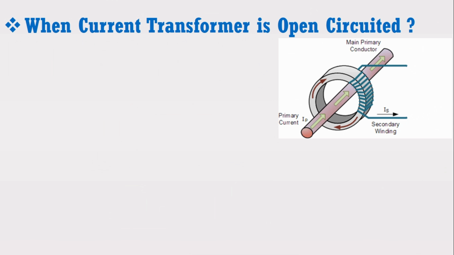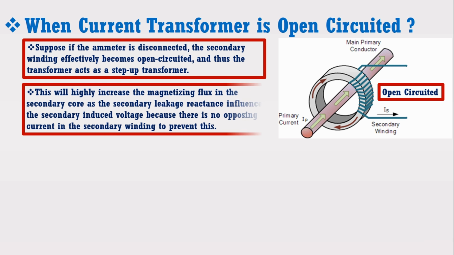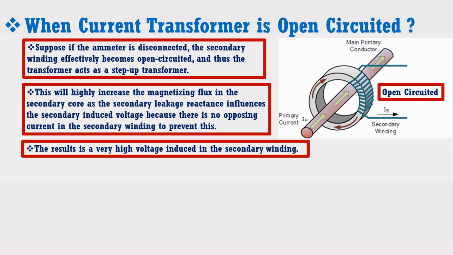Now I am going to consider the second case in which current transformer is open circuited. Suppose if the ammeter is disconnected, the secondary winding effectively becomes open circuited. When it is open circuited, just imagine at this stage current transformer acts as a step-up transformer. This will highly increase the magnetizing flux in the secondary core as the secondary leakage reactance influences the secondary induced voltage, because there is no opposing current in the secondary winding to prevent this. The result is a very high voltage induced in the secondary winding.